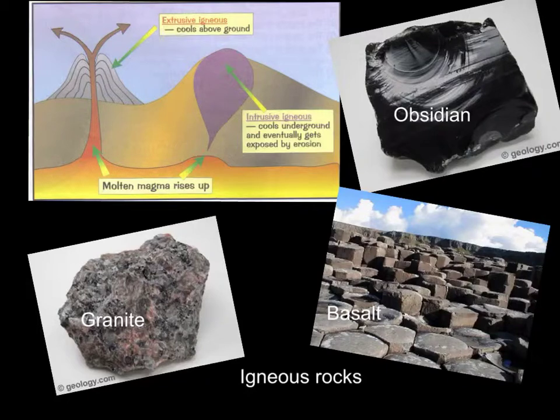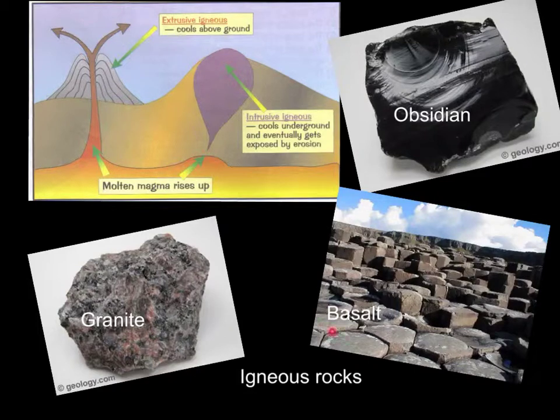If we move up the scale a bit and look at granite, granite is quite a common igneous rock. You can see it's formed of these different minerals, and you can see here the crystals are much bigger than obsidian. You can actually see the crystal size. That's because granite has taken longer to cool. Granite is also an intrusive rock. It doesn't actually cool above the ground surface, it cools below it. So the crystals have more time to get a bit bigger.